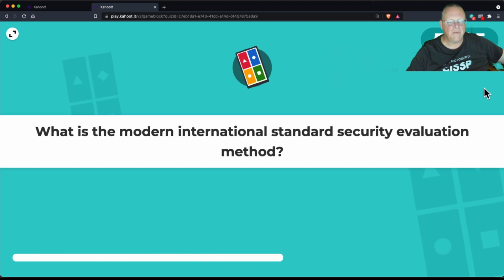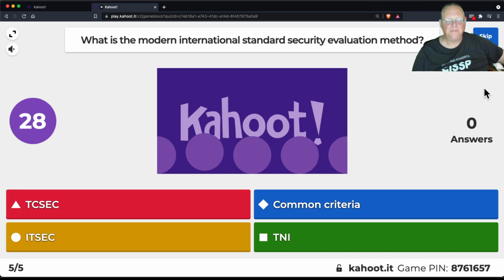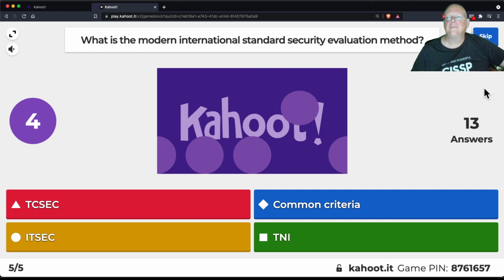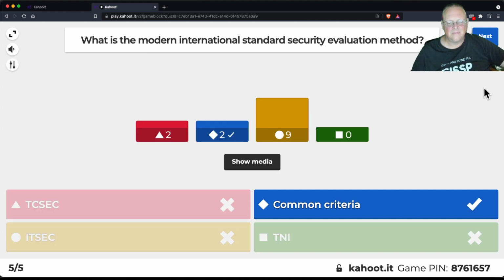All right, so what's the modern international security evaluation model? Yeah, Common Criteria is the new one. First there was TCSEC, I think, then ITSEC, and Common Criteria is the new one to be international across them both.